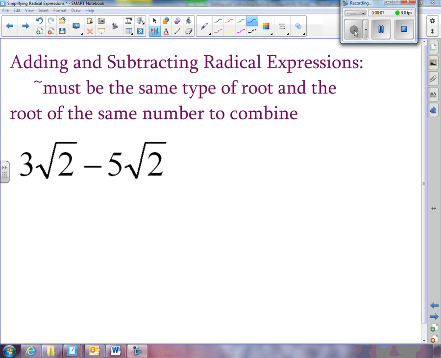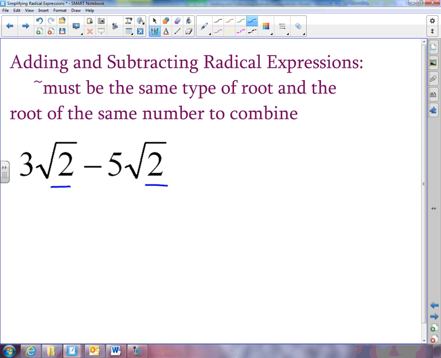So today we're going to be doing a little bit with adding and subtracting radical expressions. In order to add and subtract, or to combine, a radical expression, they have to have the same number underneath the radical. So these both have to be a 2 if you're going to combine these. They must also be the same type of root.